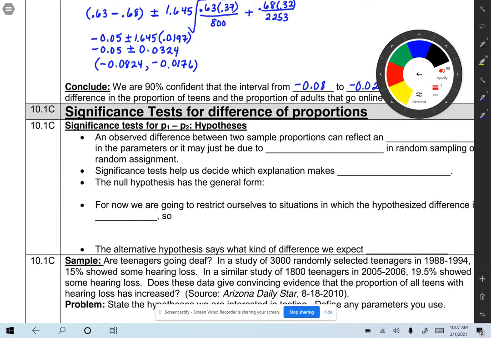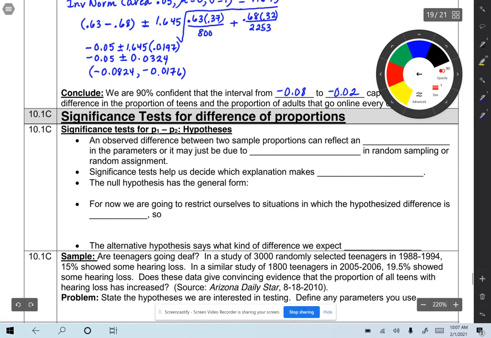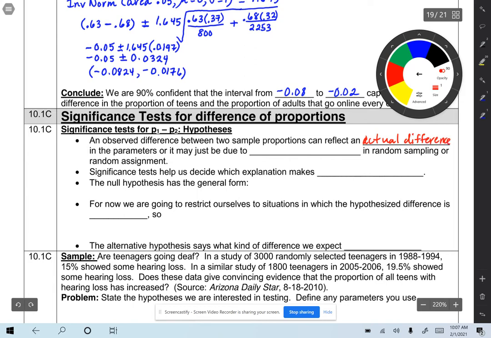The hardest part is writing a hypothesis. An observed difference between two sample proportions can reflect an actual difference in the parameters, or it may just be due to chance variation in random sampling or random assignment. Significance tests help us decide which explanation makes more sense.